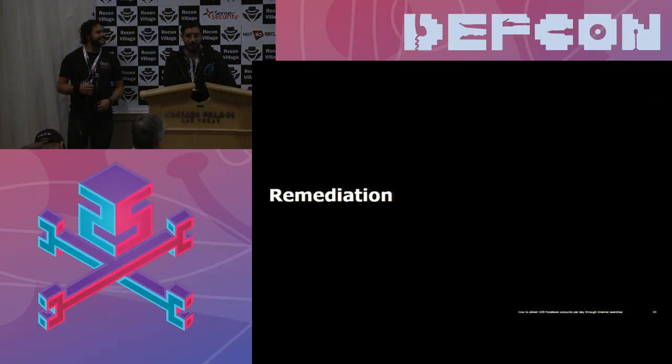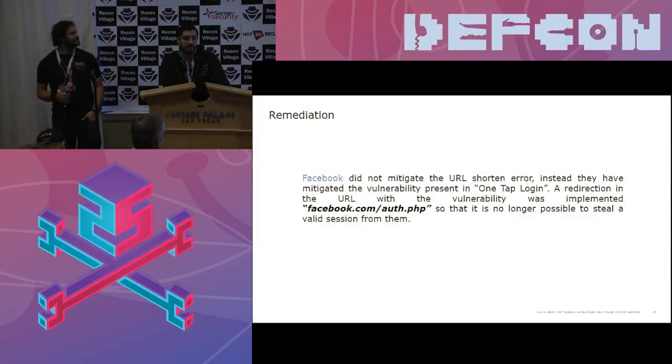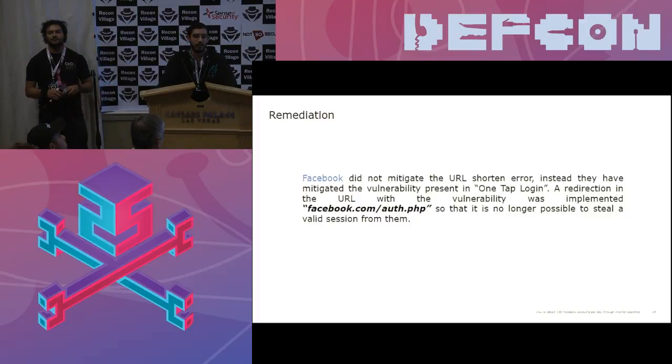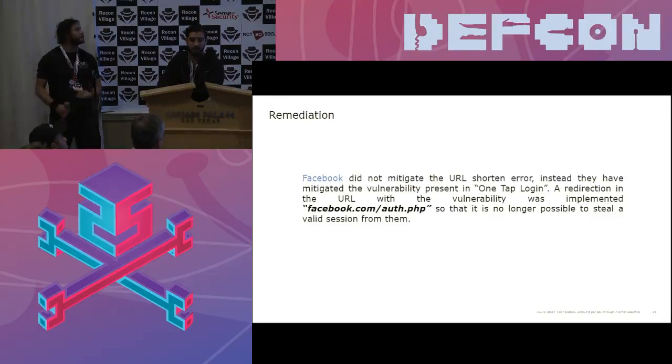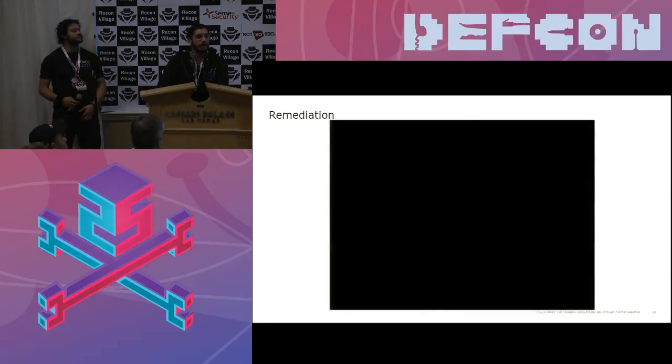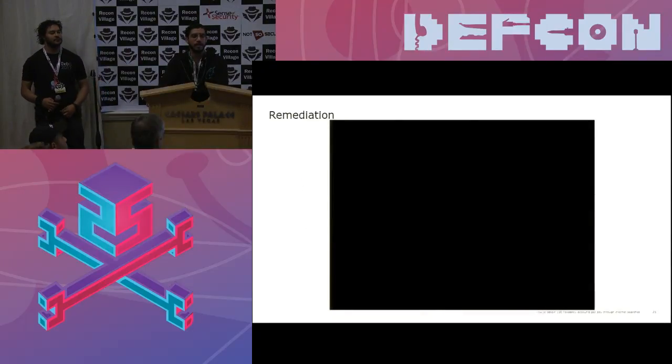And this is the part of how Facebook remediated this vulnerability. Facebook didn't mitigate the URL shortener error. Instead, they mitigated the vulnerability present in one tap login. A redirection in the URL with the vulnerability was implemented, facebook.com/out.php, so that it is no longer possible to steal a valid session from them. This is a video of how Facebook mitigated this vulnerability.